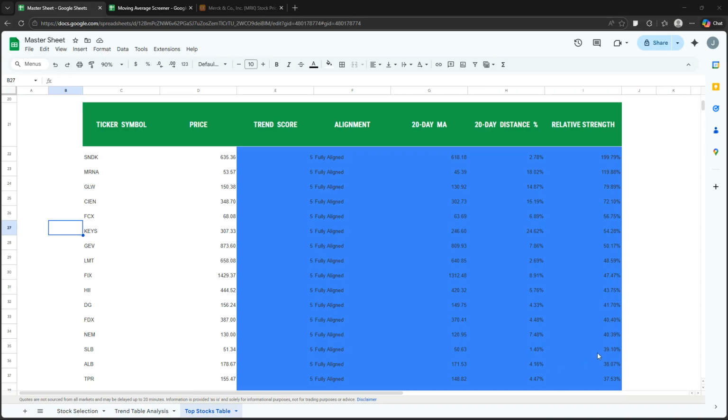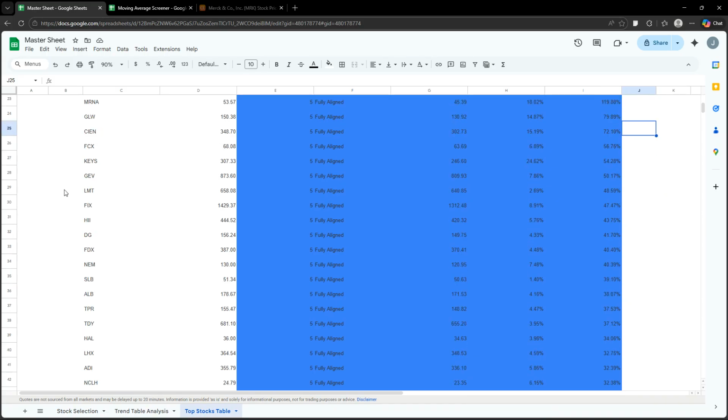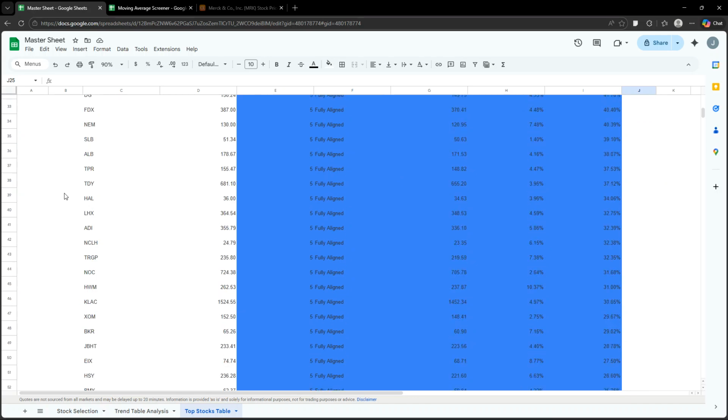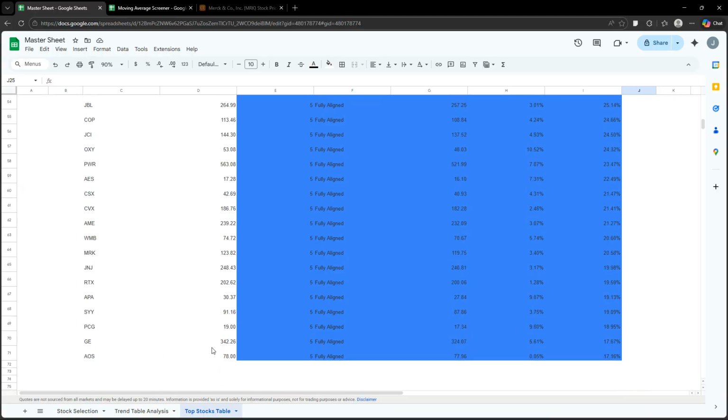Now, this table is going to be the top 50 stocks over the last 3 months on performance versus the market. So basically, SNDK here has outperformed the SPY by 199.79% over the last 3 months. So that's its relative strength versus the SPY. I'll scroll down so you can see all 50 stocks here, and they're in descending order by their relative strength. I had to cut it off somewhere, so I cut it off at 50. I thought 50 was a good number.